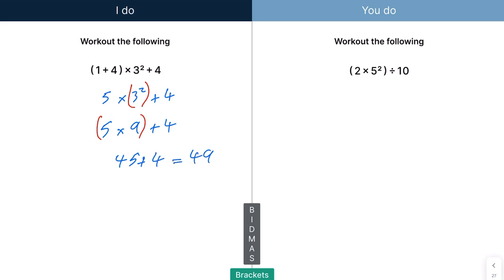So again, hopefully you've pressed pause and had a go at the example on the right. So we do have the brackets, but inside the brackets, we have an indice. So we're going to do the indices first, okay, inside the brackets. So yeah, 2 times 25. We can keep the brackets that were already there. And now we're going to do what's in the brackets again. So that'll be 50 divided by 10, which is 5.